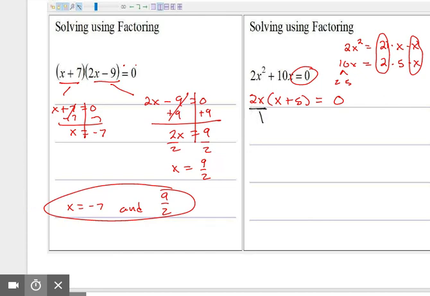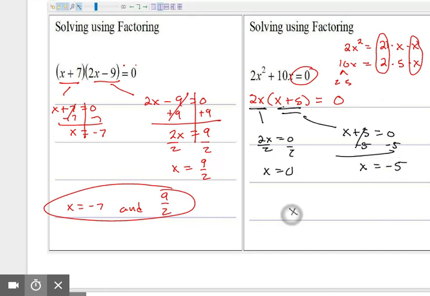We got 2x equals 0. Divide by 2. And x is 0. And we also have the second one. x plus 5 equals 0. Minus 5 on both sides, and x equals negative 5. So my two solutions would be 0 and negative 5.